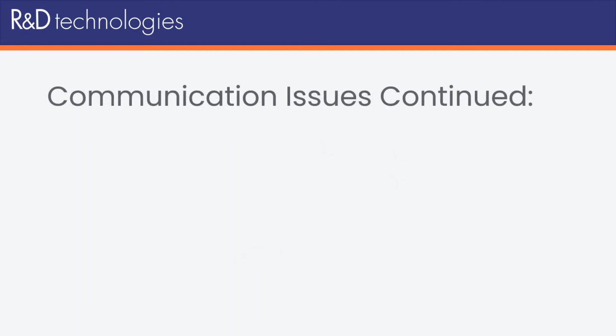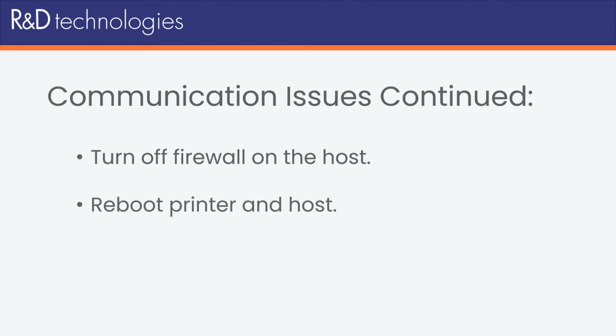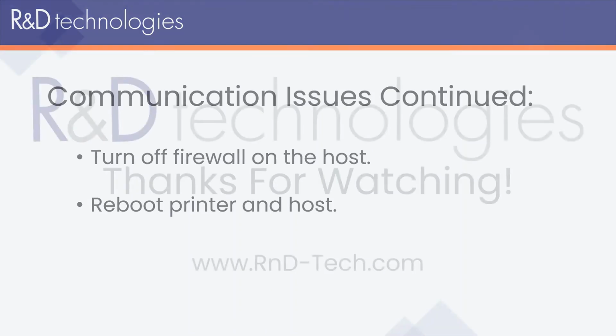If you're still having trouble connecting to the printer, make sure the Windows firewall is turned off. It's possible Windows detected it had been turned off, and maybe someone turned it back on after logging into the host computer. If you have verified the IP addresses are set correctly and the firewall is off, but you're still having trouble connecting, try rebooting the printer and the host computer before contacting your Stratasys dealer.